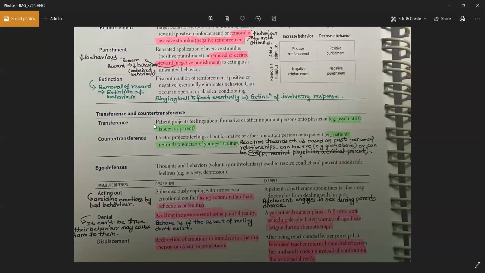After seeing the physician, if the patient remembers someone else, you call it transference. Any doubt?